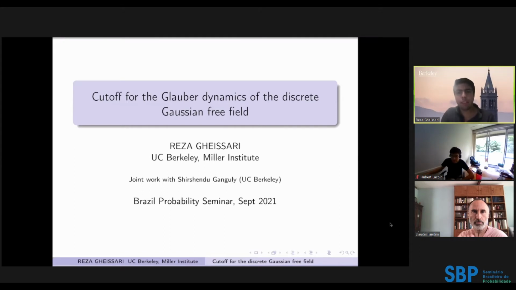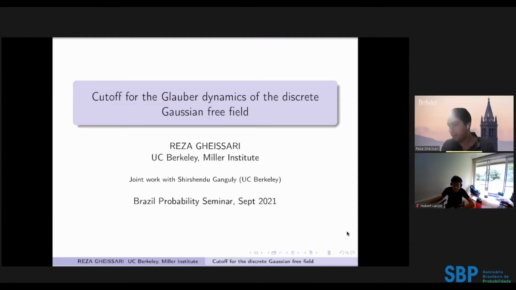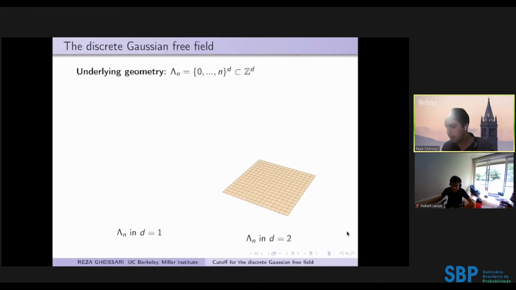So yeah, I'm going to be talking about recent joint work with Shirshendu Ganguly, who's also at UC Berkeley, on dynamics for the Gaussian free field. So let me remind people what the discrete Gaussian free field is.